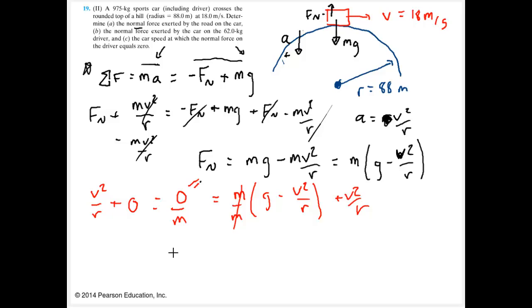So, and then I'm going to multiply, or well, I'll just go ahead and rewrite that. V squared divided by r is equal to gravity. Multiply both sides by r and take the square root of both sides. I end up with velocity is equal to the square root of gravity multiplied by the radius.